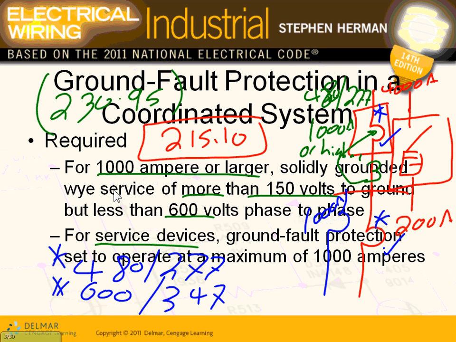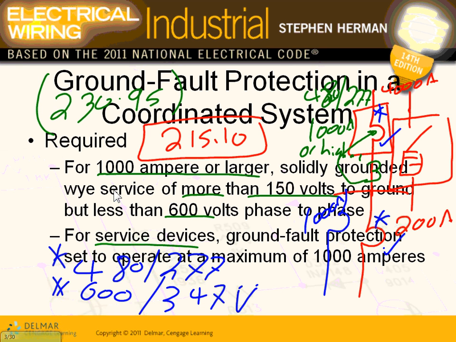347 volt. Not commonly used, the Canadian voltage here. Okay, on these two voltage systems, if you have any of them in your building, and your service or your feeder is 1,000 amp or higher, you must have ground fault protection. If you don't, it's recommended.